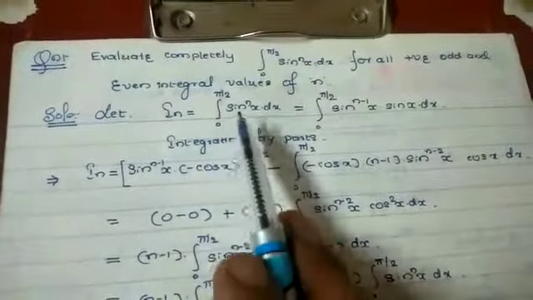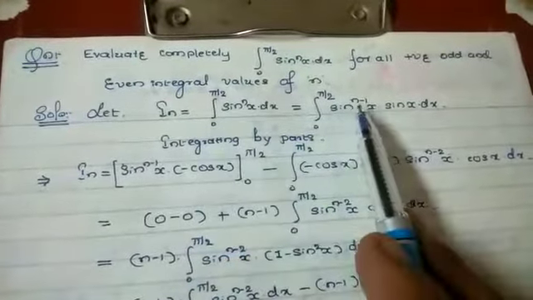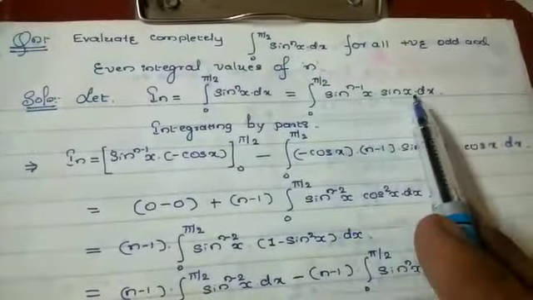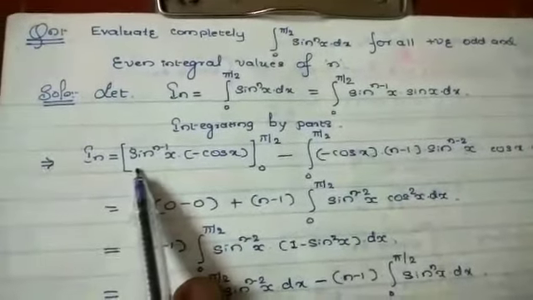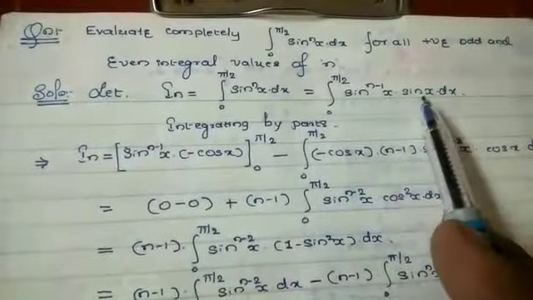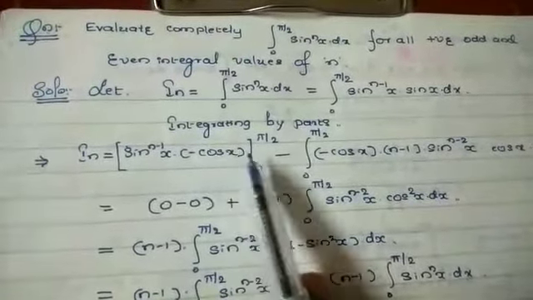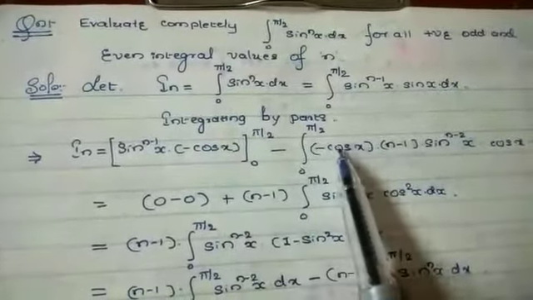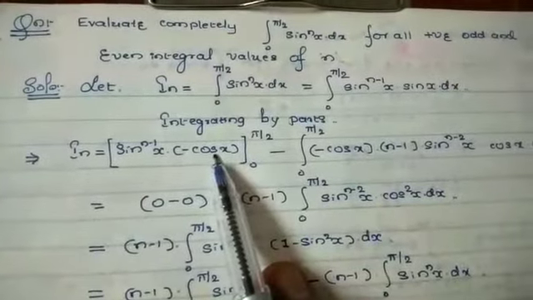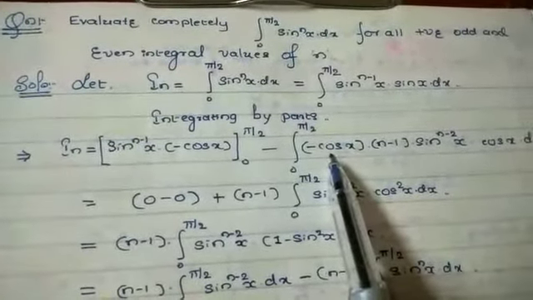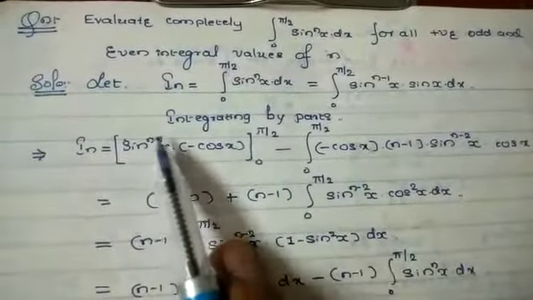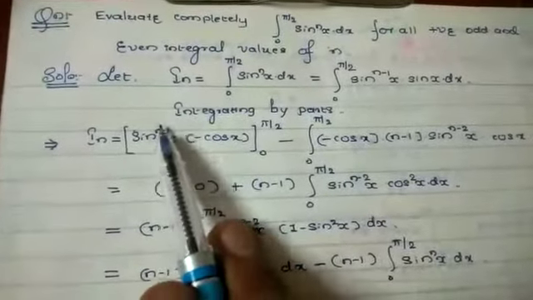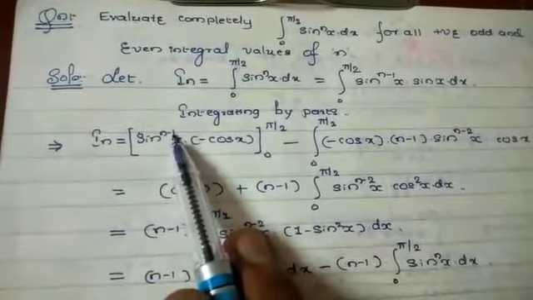Here you have to evaluate completely for odd and even integral values, that is positive, for all values of n. So consider the nth term as I_n, and split up the term as sin raised to n minus 1 and sin x. Now it is of the form u into v, so integrate by parts. First term as it is, into the integration of the second term: sin x, whose integration is minus cos x, with limits 0 to pi by 2, minus the integration of the second term, that is minus cos x, into the differentiation of the first term. It is of the form sin x raised to n, so it can be differentiated as n times sin x raised to n minus 1.